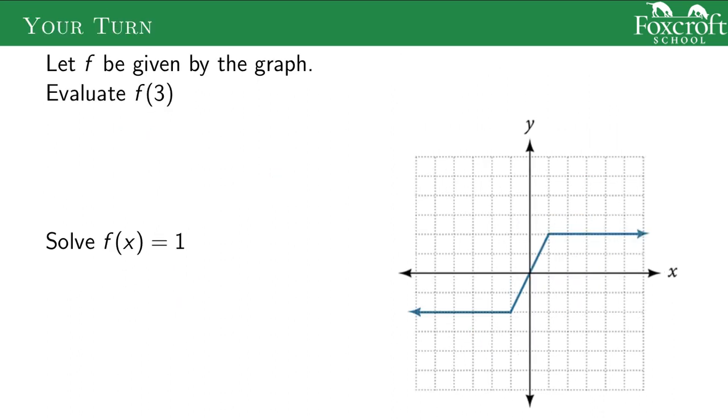Here's one more chance for you to try on your own. Evaluate and solve these two things. I'll show you the answer in 3, 2, 1. And here are the solutions. f of 3 is 2, because I'm going to put in the x value 3 and I get out that y value 2. If I solve f of x equals 1, I get 0.5, because if I had the y value 1, the x value had to be a half, 0.5.